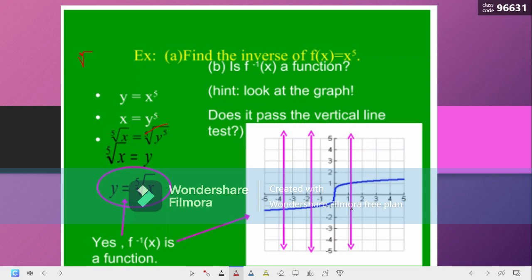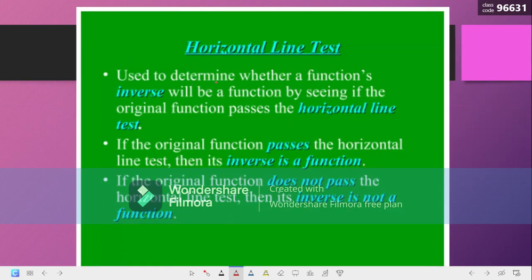If this is the graph of the inverse function, then using the vertical line test, this is a function. Okay, continue. Again, what is the horizontal line test? It is used to determine whether a function's inverse will be a function by seeing if the original function passes the horizontal line test. If the function passes the horizontal line test, then its inverse is a function. If the original function does not pass the horizontal line test, then its inverse is not a function.